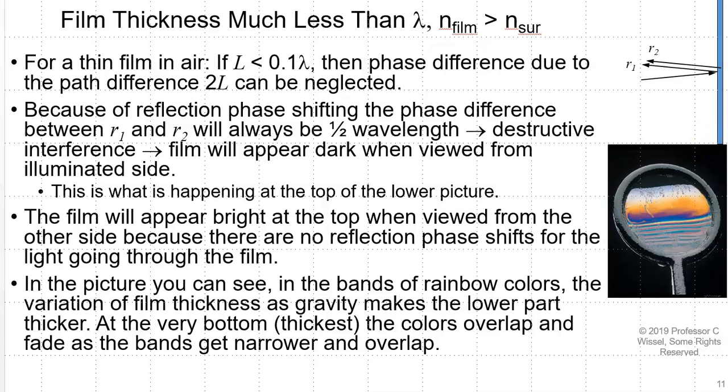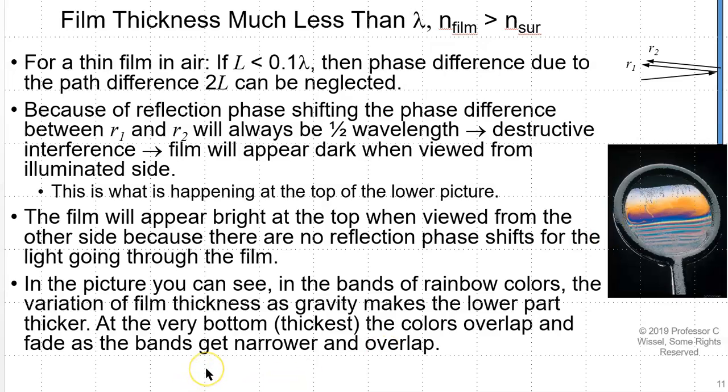This is what's happening in the top of the lower picture. That's why that's dark. There is actually a very thin film there. The gravity tugging on this has made it thinner. The film will appear bright at the top when viewed from the other side because there's no reflection phase shift for the light going through the film.